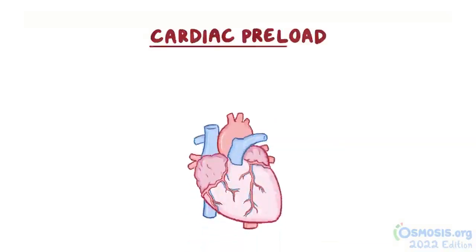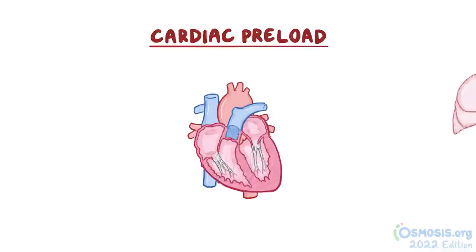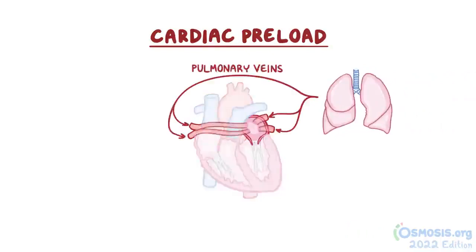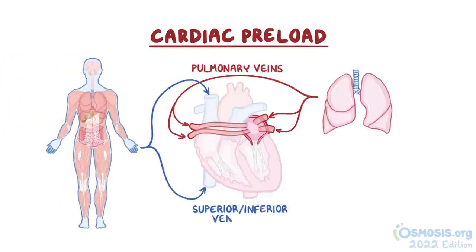Cardiac preload is one of the main factors that influence how much blood the heart pumps out with each heartbeat, or stroke. Now remember that the heart has 2 upper chambers. The left atrium, which receives oxygenated blood from the lungs via the pulmonary veins, and the right atrium, which receives deoxygenated blood from all of our organs and tissues via the superior and inferior vena cava.